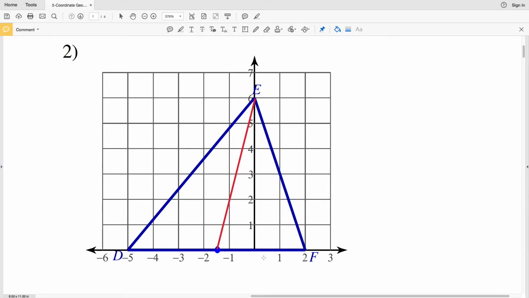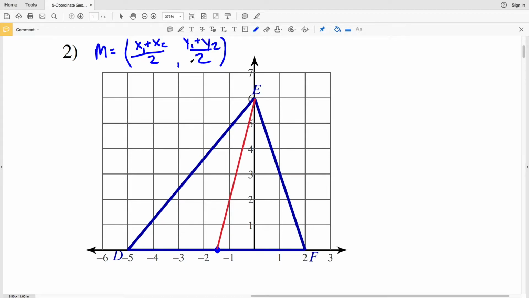Now we're going to find the midpoint of D and E. However, this is no longer a horizontal or vertical line to where we can just count, so we're going to have to use the midpoint formula. Remember, the midpoint formula is M equals, and then our first coordinate is x1 plus x2 all over 2, and our second coordinate for the midpoint is y1 plus y2 all over 2.